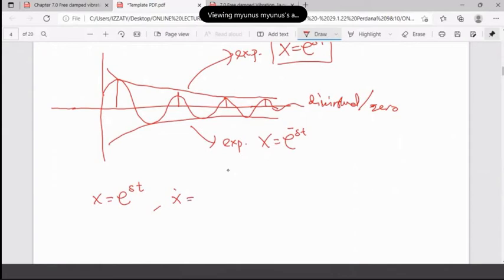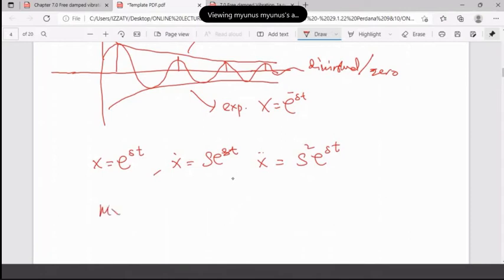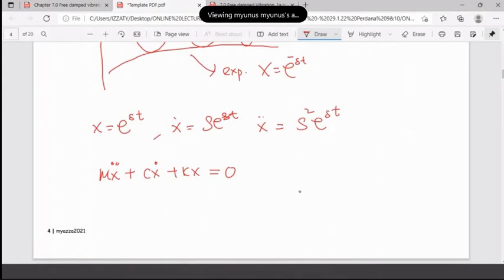You have another one, x dot, which is s e^st. You have another one, x double dot, with respect to time, which is s squared e^st. Correct? And the equation we generated earlier was m x double dot plus c x dot plus k x equal to 0. We can simplify this: x double dot plus c by m x dot plus k by m x equal to 0.